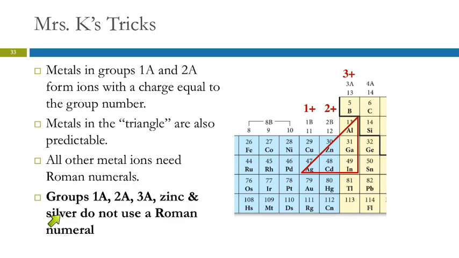I'll be saying that phrase over and over and over again. Any other metal ions, put a Roman numeral on it. Okay? Group 1A, 2A, 3A, zinc and silver, no Roman numeral.